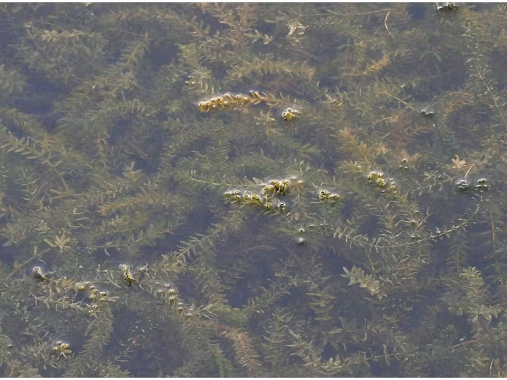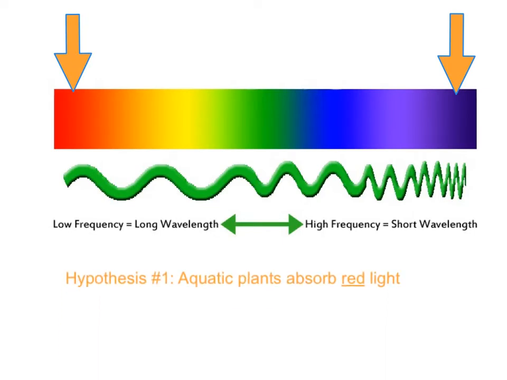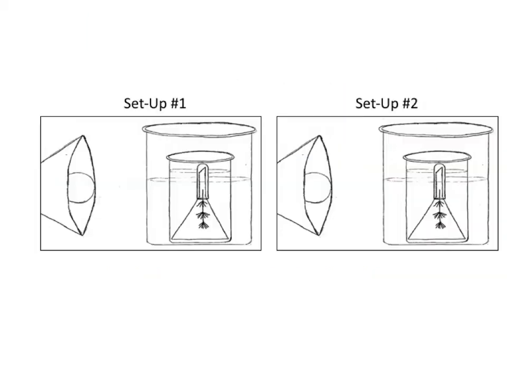Let's take a look at an experiment done on aquatic plants to determine which wavelength of light they prefer. Aquatic plants spend all of their time underwater where only certain wavelengths of light diffuse efficiently. Scientists wondered if aquatic plants have evolved a mechanism to absorb long wavelengths of light at the red end of the spectrum or short wavelengths of light at the blue end of the spectrum. In other words, they had two hypotheses. Hypothesis number 1, aquatic plants absorb red light and not blue light, or hypothesis number 2, aquatic plants absorb blue light and not red light.